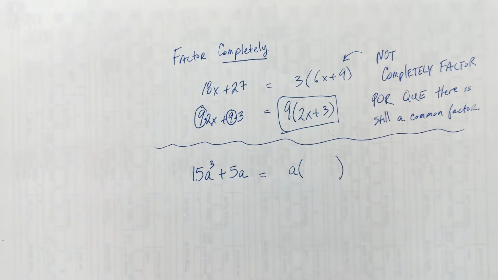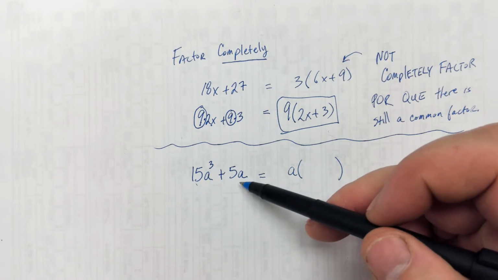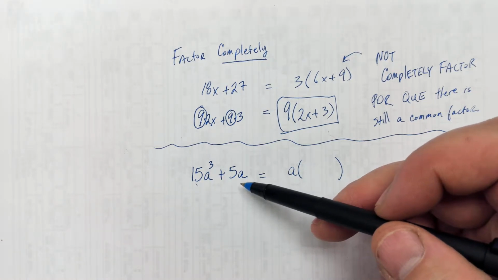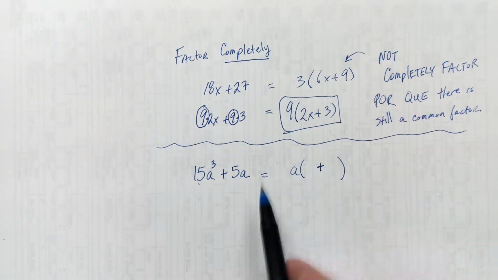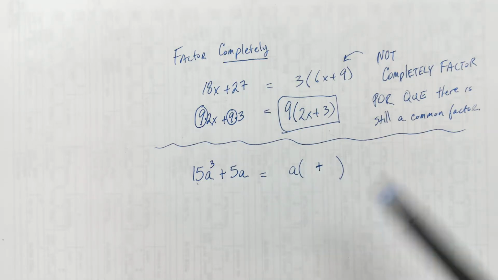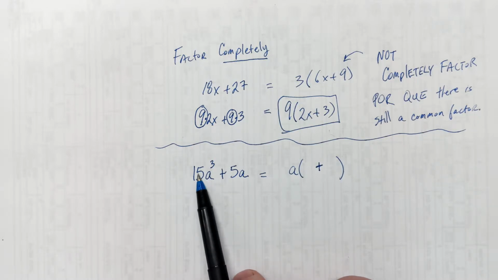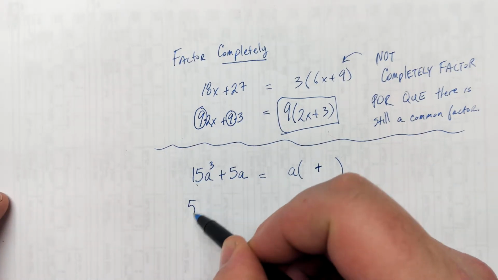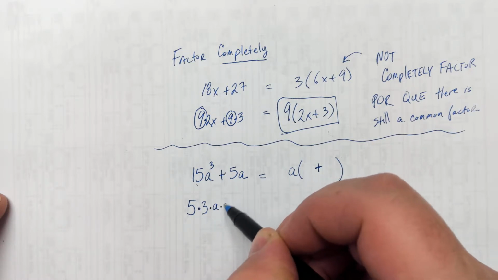And now here's a big thing. You see there's two terms? The factoring's not going to change the number of terms, not when you're taking out just a monomial. There's going to be 2 terms left inside the parentheses. That's kind of a messy thing, especially on this one, because there's a factor of 5. This is 5 times 3 times a squared.